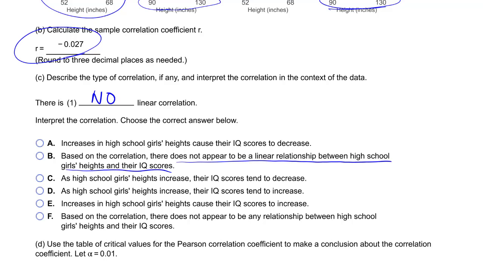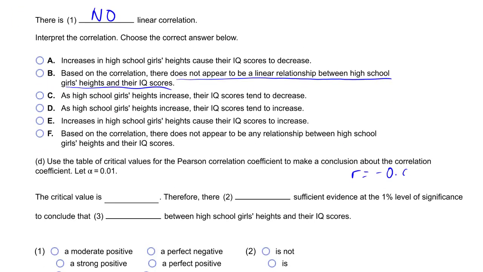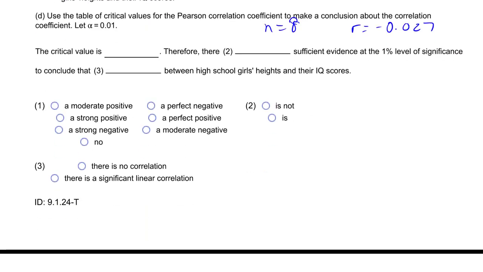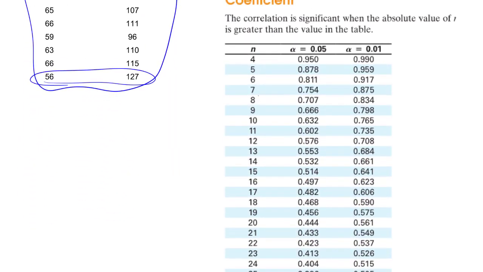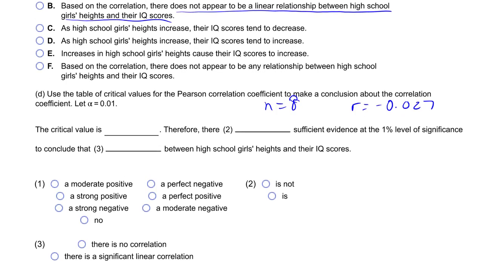And we could test that, although I have a feeling of what we're going to see. Remember we have the R of negative 0.027, and we have that there were 8 pairs of data. So if I go and look on the chart, 8, and for 1% significance, 0.834. So we'd be asking, is the absolute value of negative 0.027 greater than 0.834?